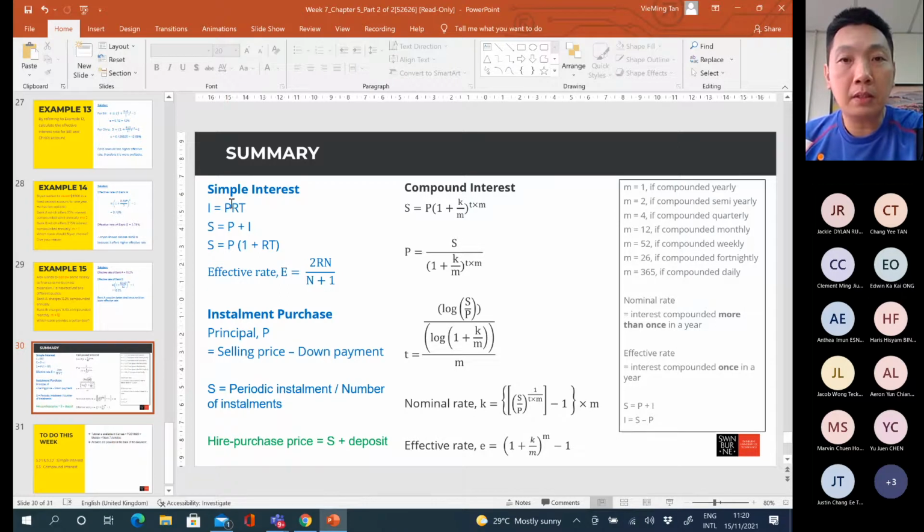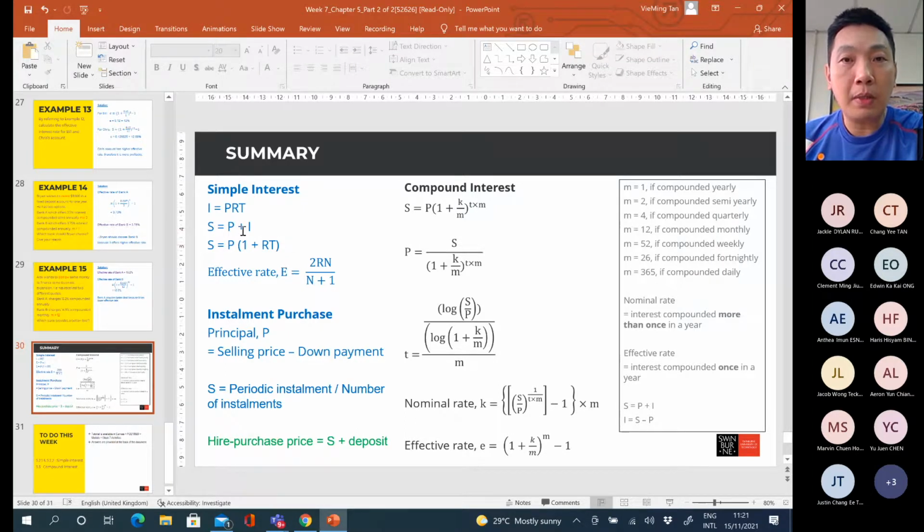Only the principal can generate the interest, but not the accumulated interest from time to time. So this is the special thing for simple interest. All right. And if you want to get the maturity value, we can use S equals P plus I.